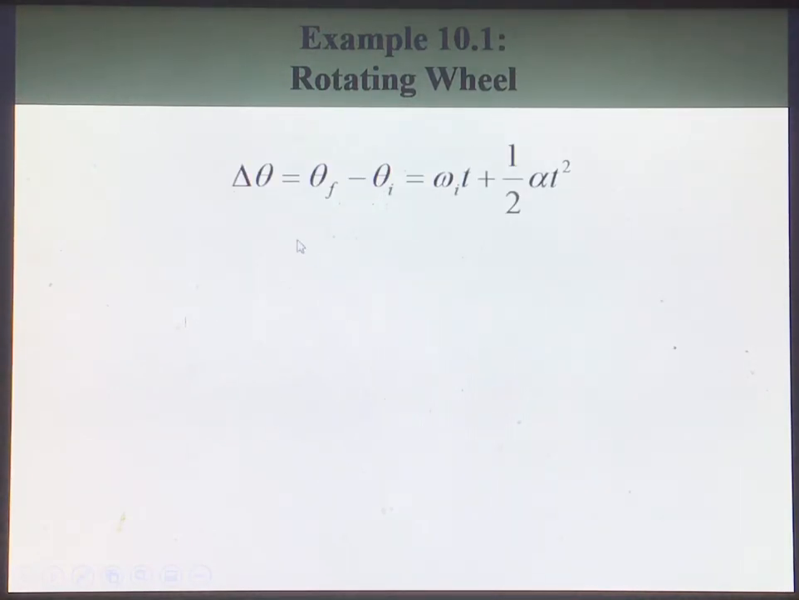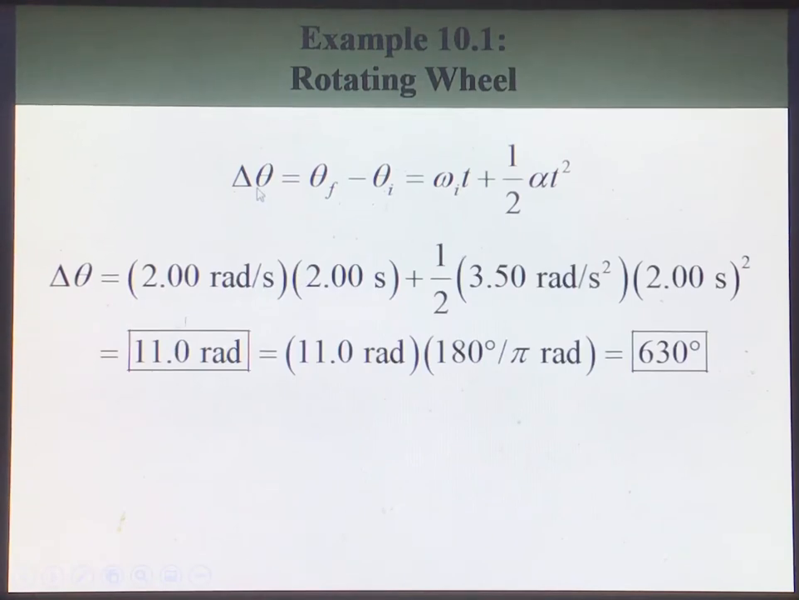So if I use this equation, my change in theta is equal to theta final minus theta initial, which I can write as omega I times t plus 1/2 times alpha times t squared. If I plug in my values, my omega I is equal to 2.00, my t is 2.00 seconds, my alpha is 3.5. So if you plug everything into this equation, you get 11.0 radians. And 11.0 radians, you can write as 630 degrees.